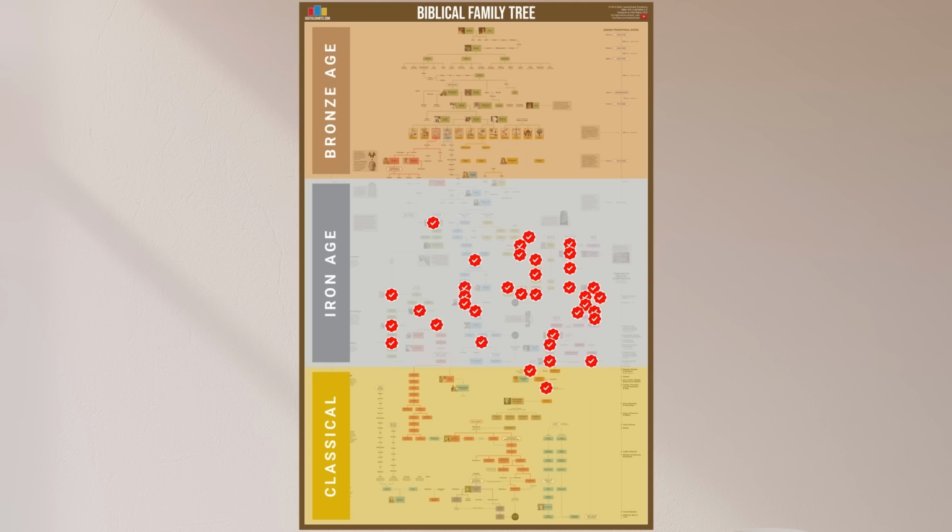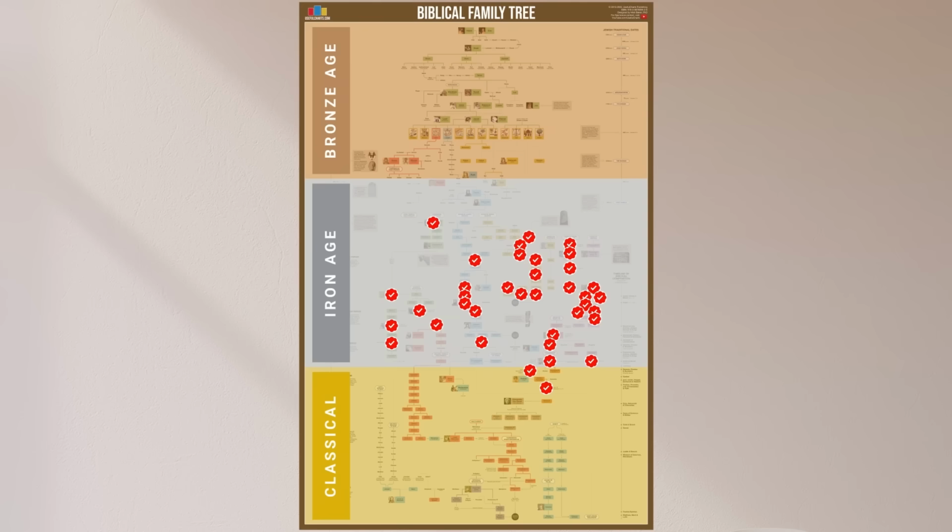You see, the Hebrew Bible is basically an Iron Age book. So it should come as no surprise that the Iron Age parts of the Bible are full of characters whose names can be found in the archaeological record, whereas the Bronze Age parts are not.